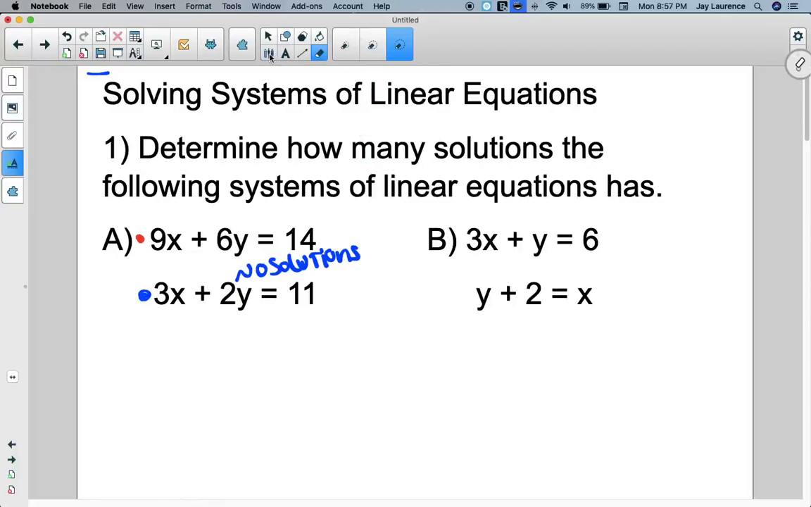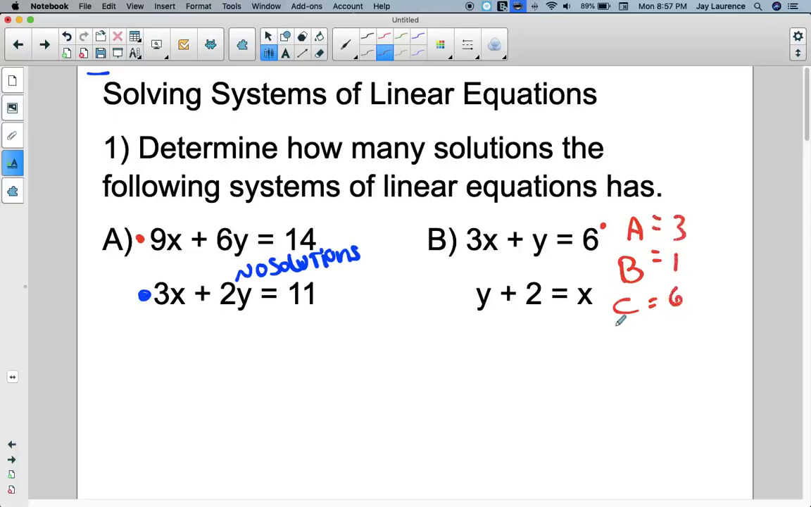All right. Here I go. Problem B. First of all, got to find the slope. So I'm going to go A, B, C. Easy as 3, 1, 6. The slope is going to be the negative of A over B, which is negative 3.